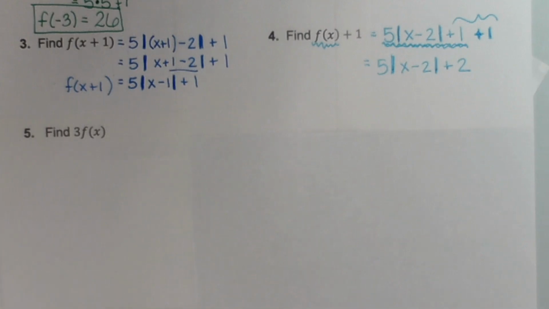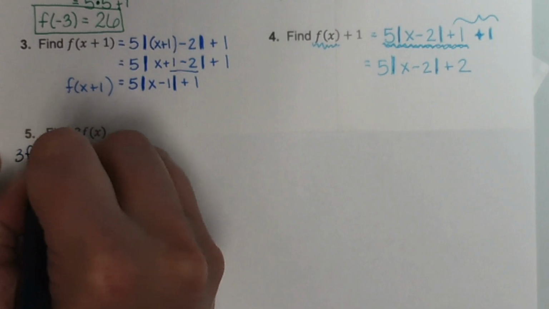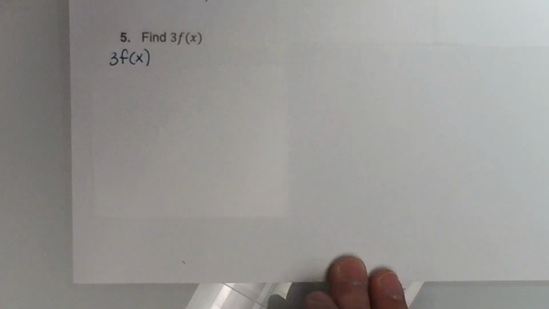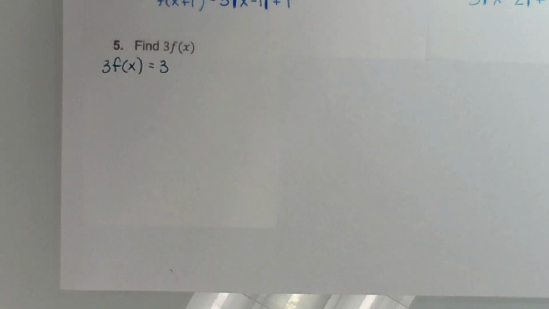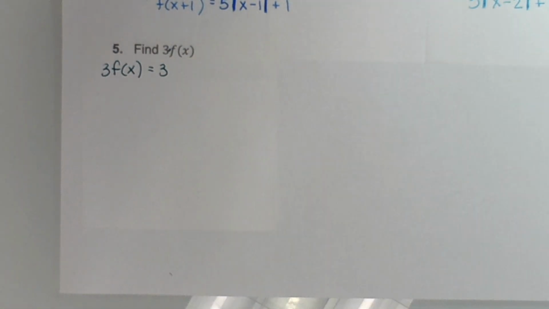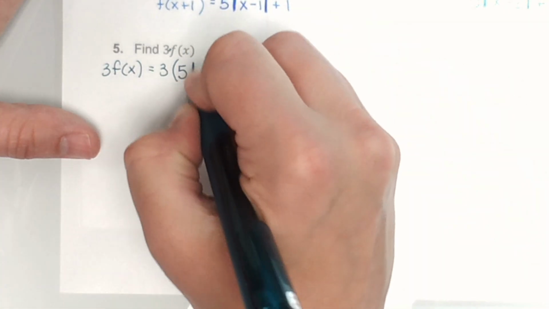The last one on our warm-up, 3f of x. What's hiding between the 3 and the f of x? Multiplication. So it's saying to do 3 times f of x. Now f of x is a big long function. And it wants to multiply by the entire big long function. How do I know it's multiplying by the entire thing? Because 3 is multiplied by all of f of x. That's what that means. Which means when I multiply it by it, I need parentheses.